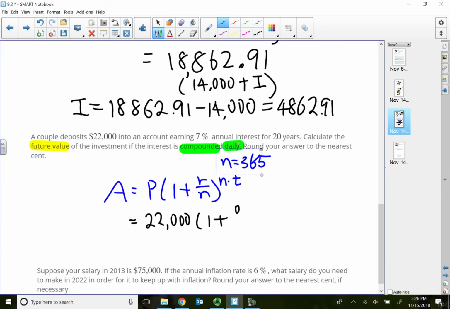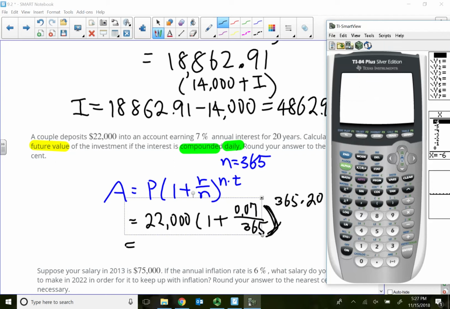7%, 0.07 divided by N, where N is 365. When you see daily, that means we're compounding 365 times in 1 year, raising to the N times T. N is 365 times T, 20 years, so times 20. I'm going to let the calculator do the 365 times 20 for me. So let's see how much money will be in our account after 20 years.